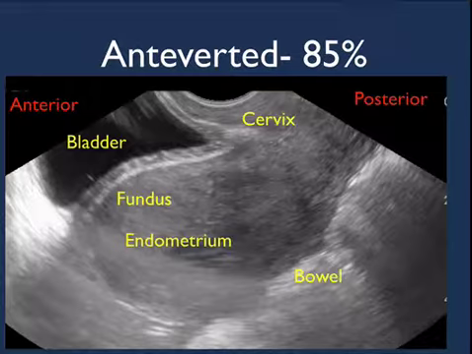Let's go over the anatomy of a sagittal view of the uterus in transvaginal. Again, most anterior, we will see the bladder. The fundus will be right next to the bladder and just behind it. Posterior to the fundus, we will find the cervix. And posterior to the cervix, we will see echogenic bowel.